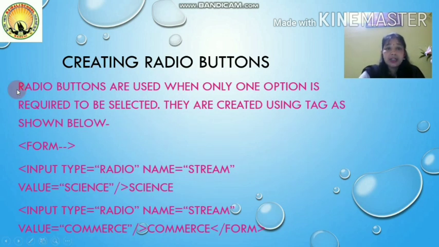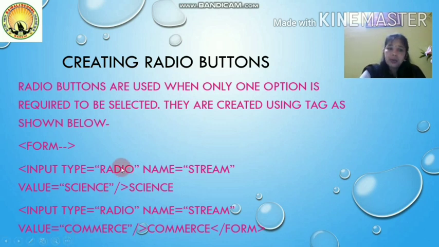Next, we have creating radio buttons. Radio buttons are used when, out of the given options, only one has to be selected. Like in most of the forms, you will get this option: gender, male, female. It can be male or it can be female. Only one of the options can be selected. So in that case, radio buttons will be used.